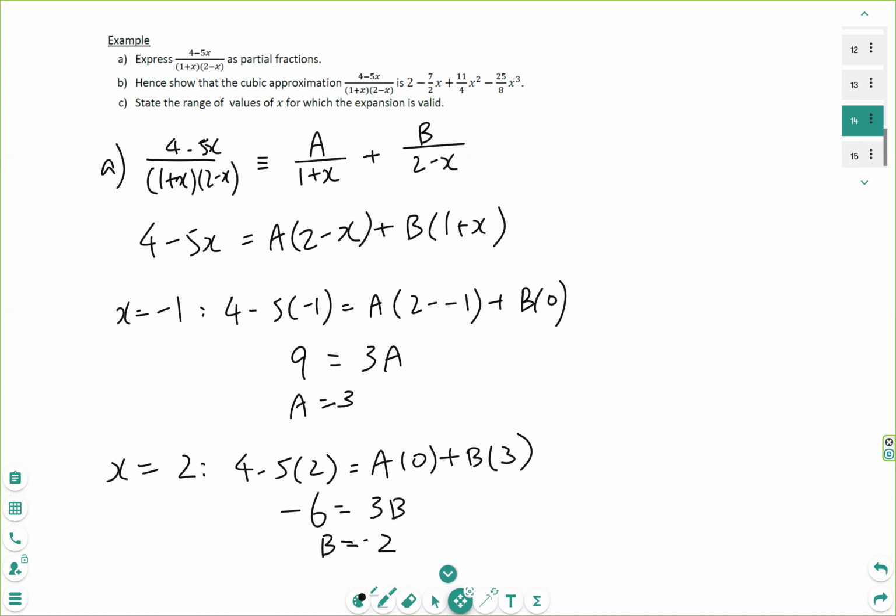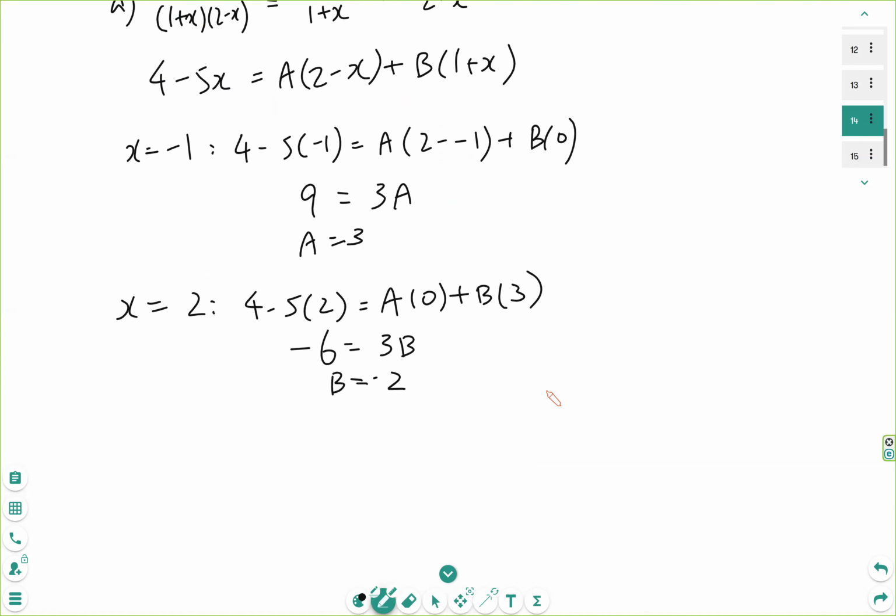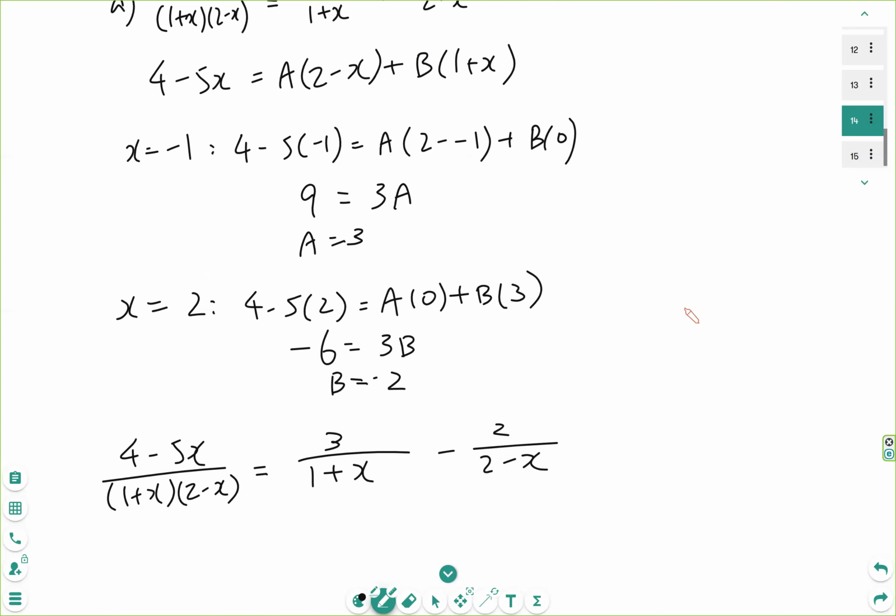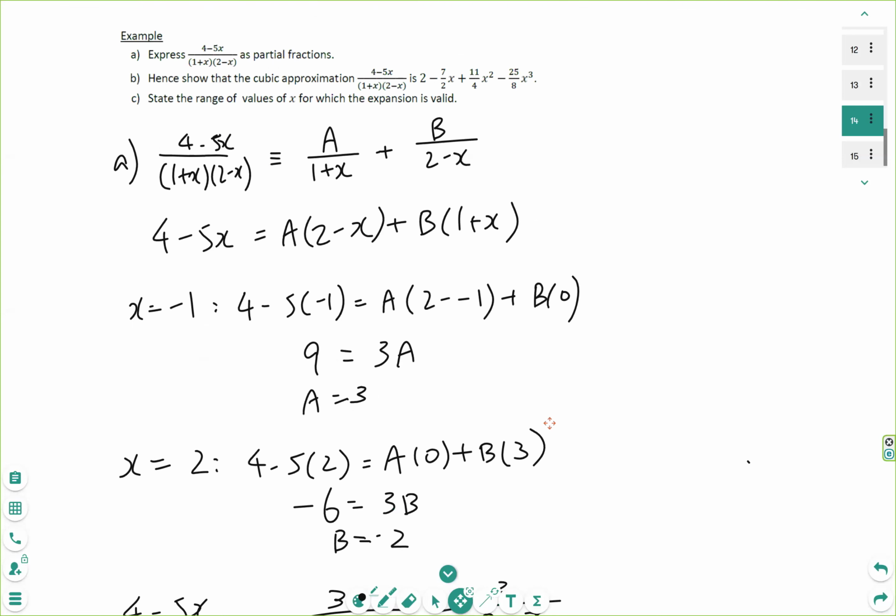So it's always a good habit to rewrite the answer as a fraction together: (4 minus 5x) over (1 plus x)(2 minus x) equals 3 over 1 plus x minus 2 over 2 minus x. Now, do not underestimate this step, rewriting it. It helps your brain to visualize what you've got for the next one, so you have to process things less for the next step. Which is a very powerful thing to do if you want to lessen your cognitive load. So that's the answer for part A.